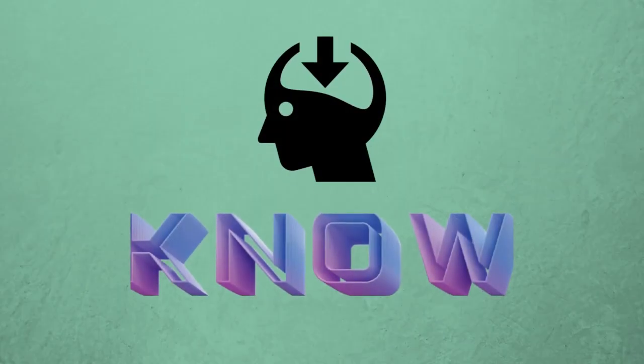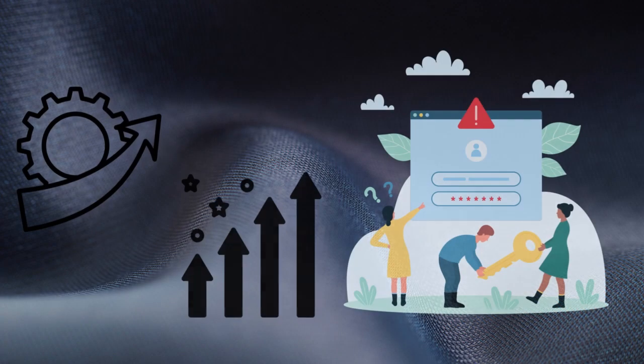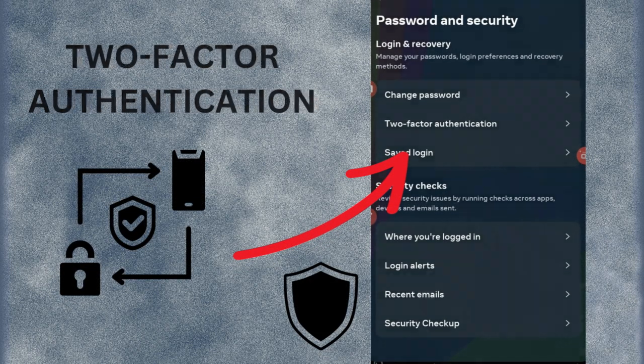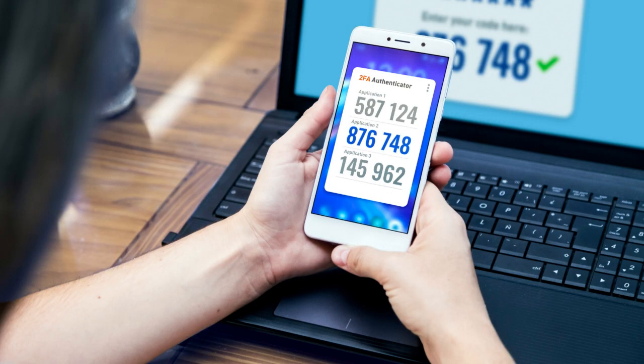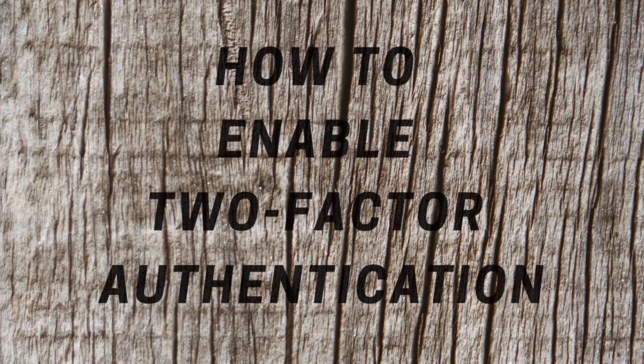Now that you know how to change your Instagram password, let's quickly cover a few additional tips to enhance your account security. First, enable two-factor authentication for an extra layer of protection. This will require you to enter a verification code sent to your phone whenever you log in from a new device.